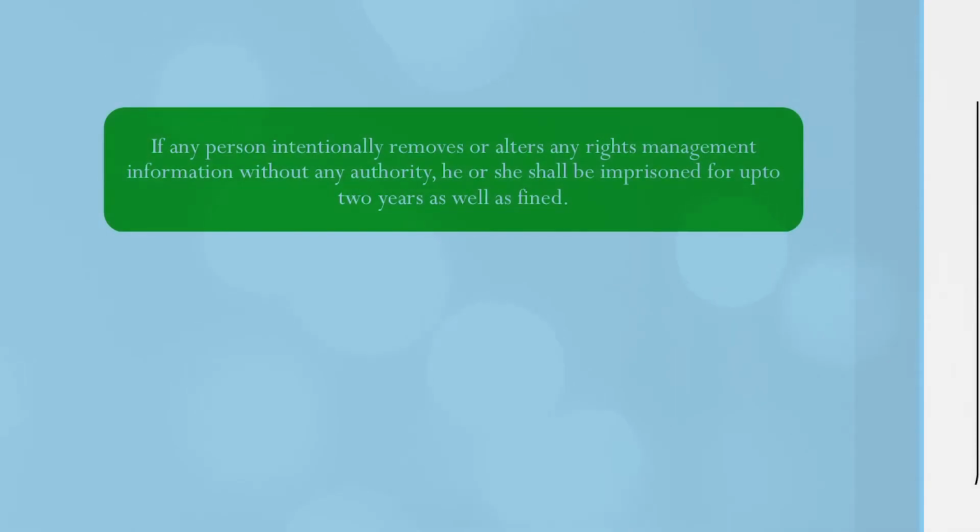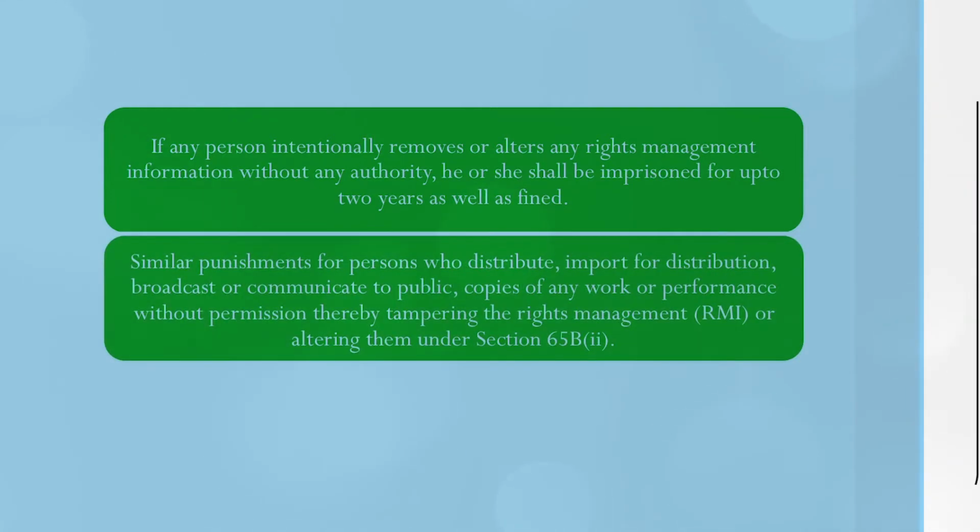Furthermore, Section 65B of the Act says, if any person intentionally removes or alters any rights management information without informing the concerned authority, he or she shall be imprisoned for up to 2 years as well as fined. There are similar punishments for persons who distribute, make copies, indulge in internet piracy, or hack the right holders' or other persons' information without consent and communicate it to the public, and in a way tamper the rights management information.